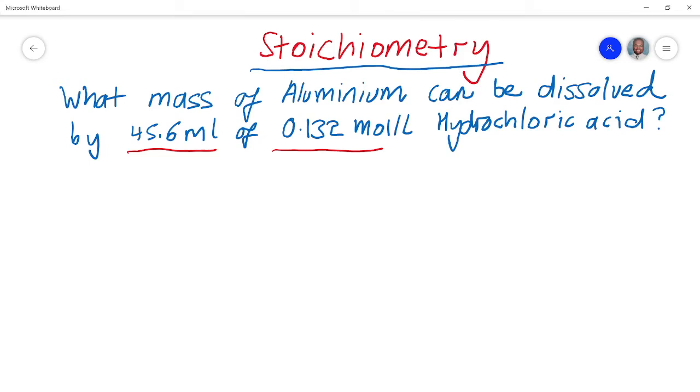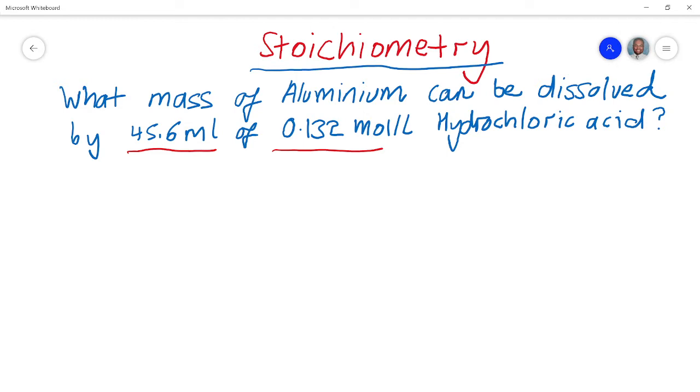Hi guys, in this episode of the series, we're going to be talking about stoichiometric questions, and we've got a question right here, so I'll just read it out. What mass of aluminium can be dissolved by 45.6 ml of 0.132 mole per liter hydrochloric acid?